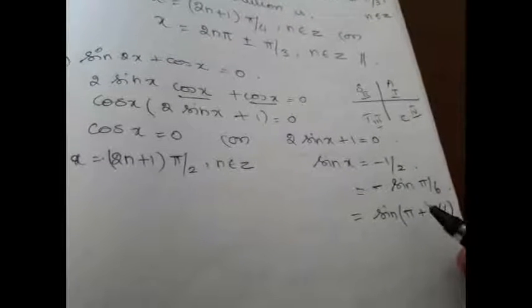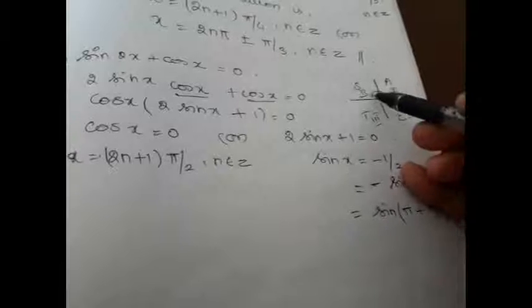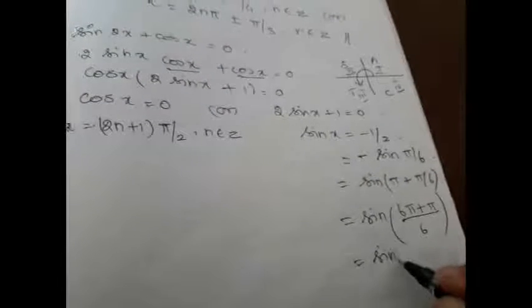So we try to express this pi by 6 in terms of pi, either by pi plus pi by 6 or pi minus pi by 6. We know in the third quadrant and the fourth quadrant sin will be negative. So if it comes to third quadrant, it will be pi plus pi by 6. So minus sin pi by 6 can be written as sin of pi plus pi by 6, which is nothing but sin, if you take LCM, 6 pi plus pi, which is sin 7 pi by 6. So sin x equal to sin 7 pi by 6.